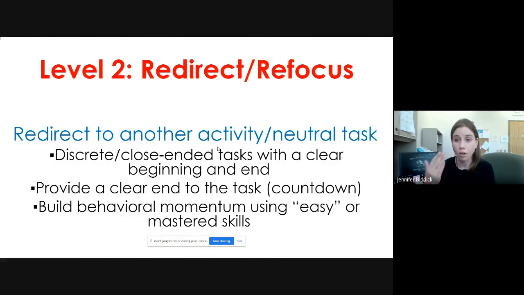We also might want to go back to that level 1 antecedent strategy of building behavioral momentum using easier mastered skills so that our students start meeting more success, and we're building that up. So it's like a snowball rolling down a hill, building up, building up, building up, and we're using that momentum to get us back to being able to complete harder tasks.